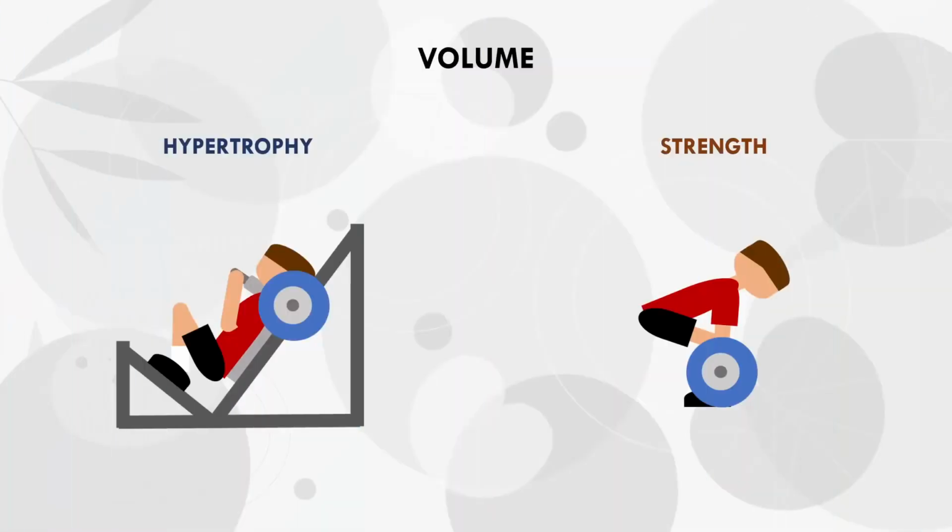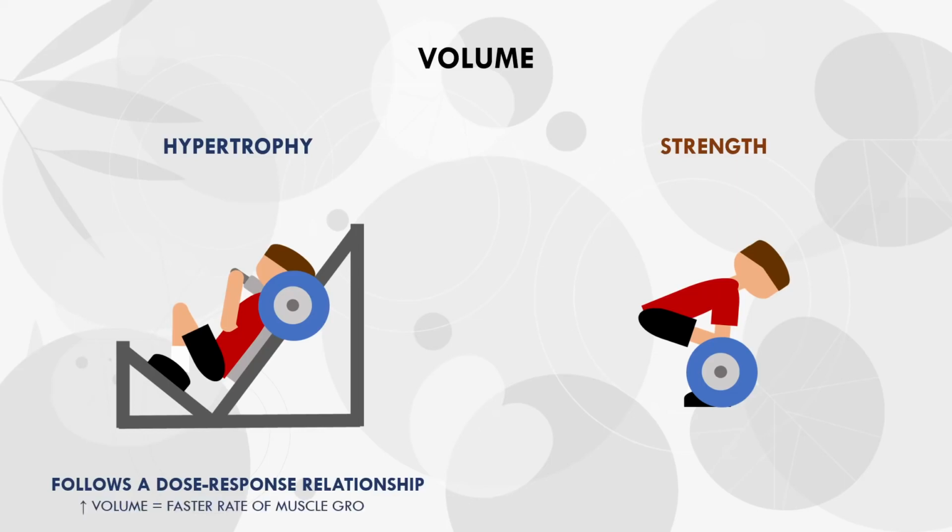Volume appears to be an important variable for hypertrophy training. From the current evidence we have, this seems to follow a dose-response relationship, where more volume results in a faster rate of muscle growth. Provided that we are training with a sufficient proximity to failure, volume appears to be the most influential variable for hypertrophy outcomes.